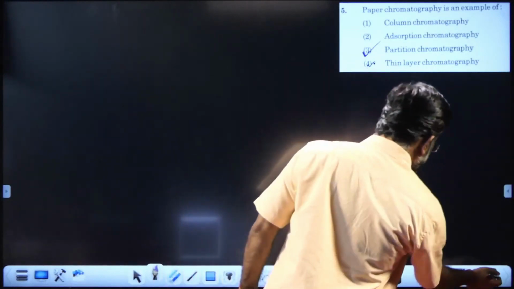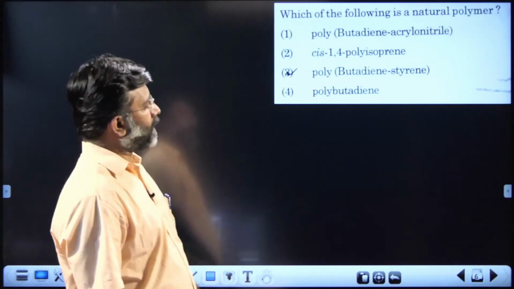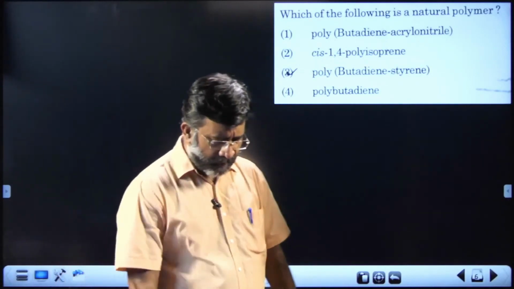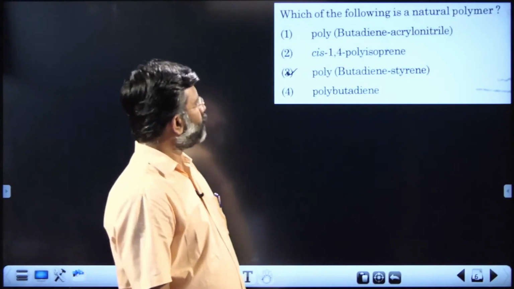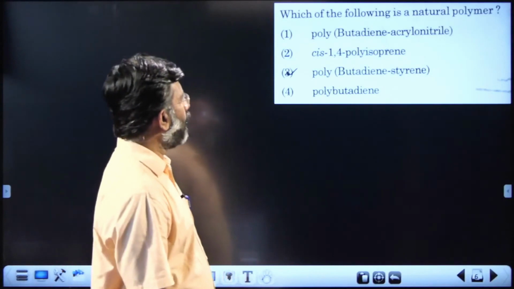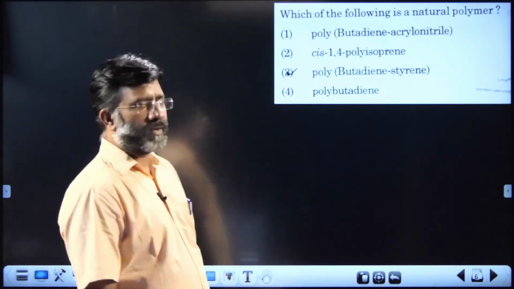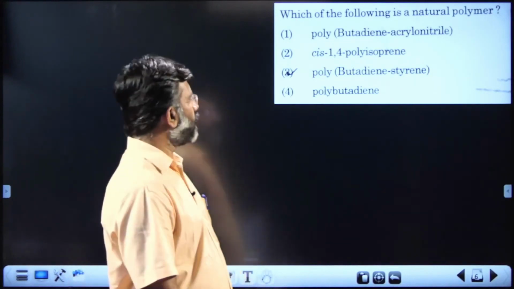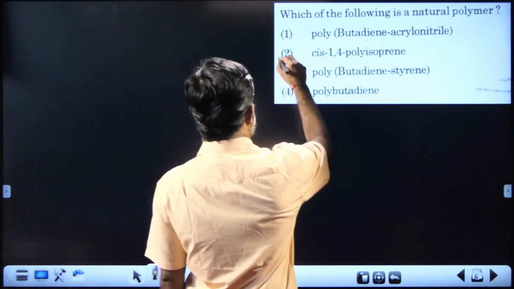Next question. Sixth question. Which of the following is a natural polymer? First one, polybutadiene acrylonitrile, which is an artificial polymer. Cis 1,4-polyisoprene, and that is the correct answer.